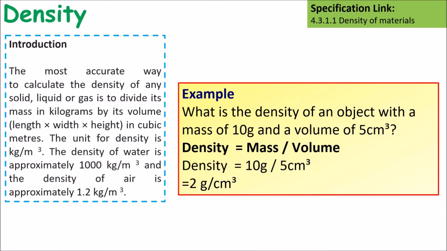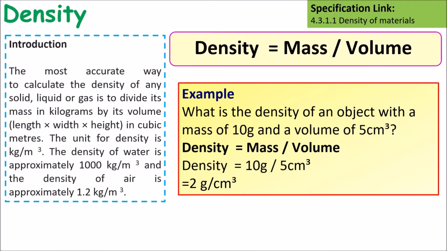So, the most accurate way to calculate density of any solid, liquid or gas is to divide its mass in kilograms by its volume in cubic meters. So the equation for this would be density is equal to mass divided by volume.